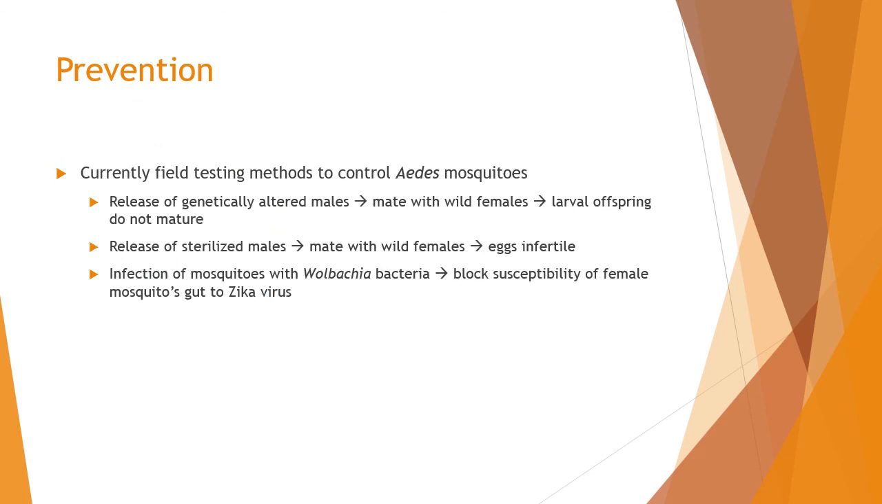Currently, there are field testing methods to control the Aedes mosquitoes. They've released genetically altered males, which are meant to mate with wild females, and the larval offspring that's produced do not mature, so they cannot spread the disease or the virus. There have also been sterilized males released, which are meant to also mate with the wild females, but the eggs are infertile, so again, they do not live and mature into adult mosquitoes that can transmit the virus.